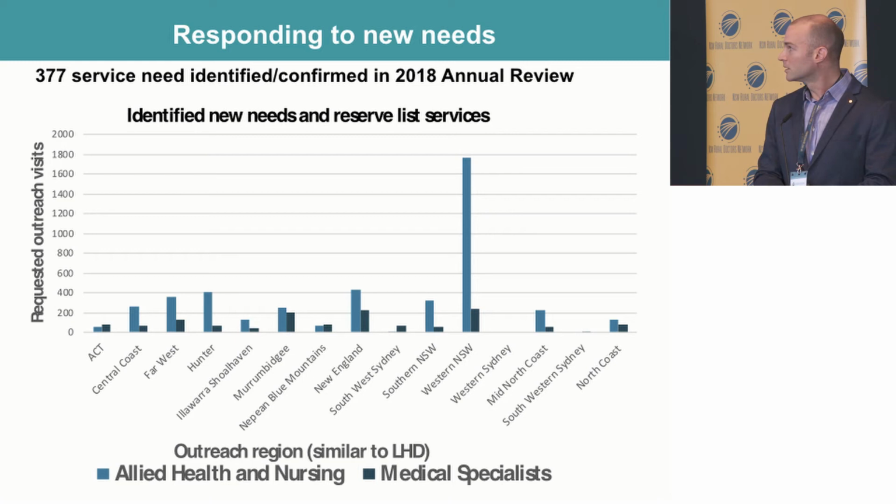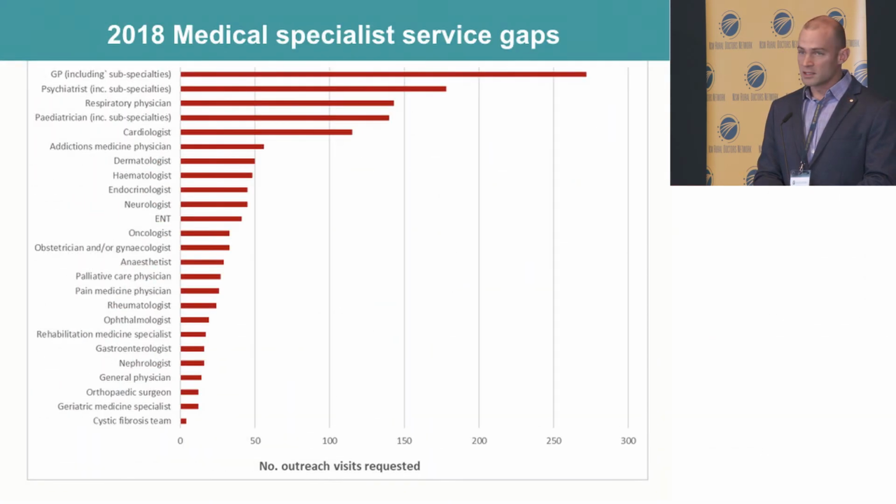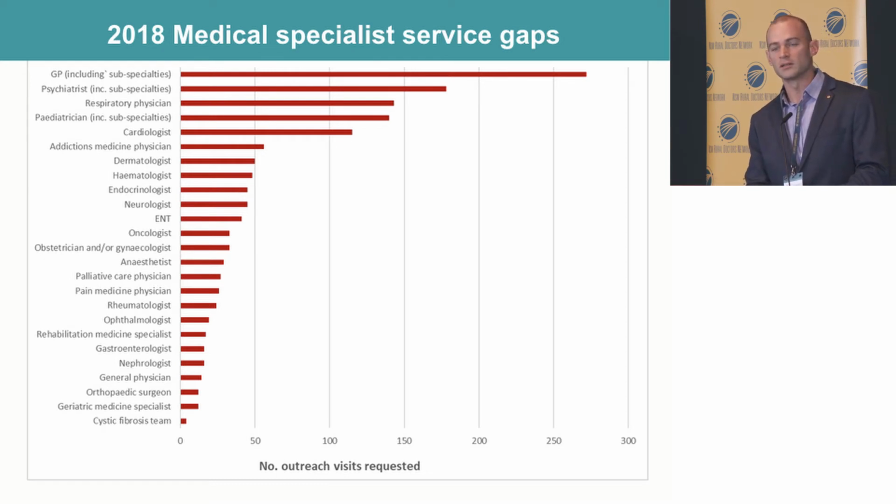If you look at what those needs are, there's quite a distribution across the normal outreach disciplines that are funded. Not surprisingly, GPs working in a chronic disease context, psychiatrists, respiratory physicians, and pediatricians are on the highest priority in terms of clinic hours that are being requested. Interestingly, that's consistent with the services that we already do fund, with the exception of respiratory. That's kind of floated to the top.